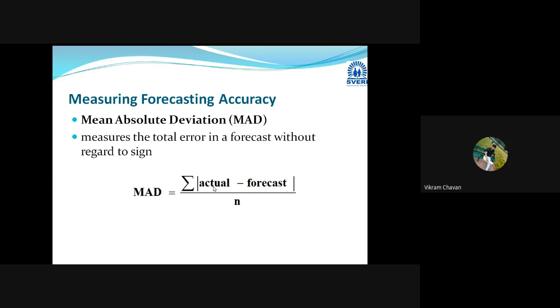Getting? Everybody written this particular formula? Shall we move ahead? Okay.